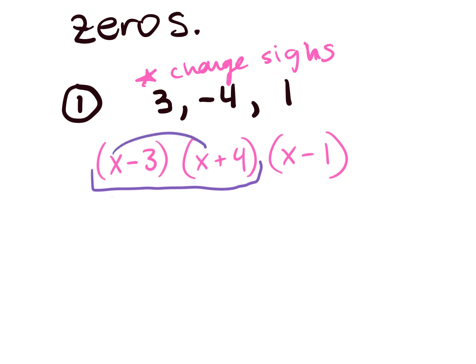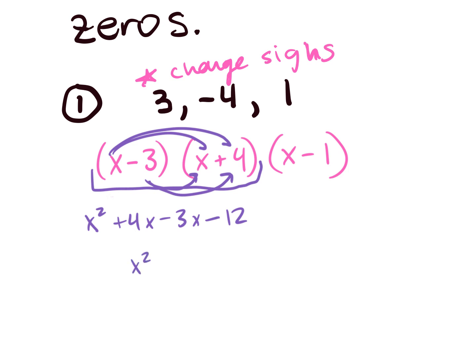So FOIL, we're going to multiply the x's. So this gives me x squared. The outsides would be plus 4x. The insides are minus 3x. And then the last ones are minus 12. Combine like terms. So this would be x squared plus x minus 12. And then I still have to multiply that times x minus 1.